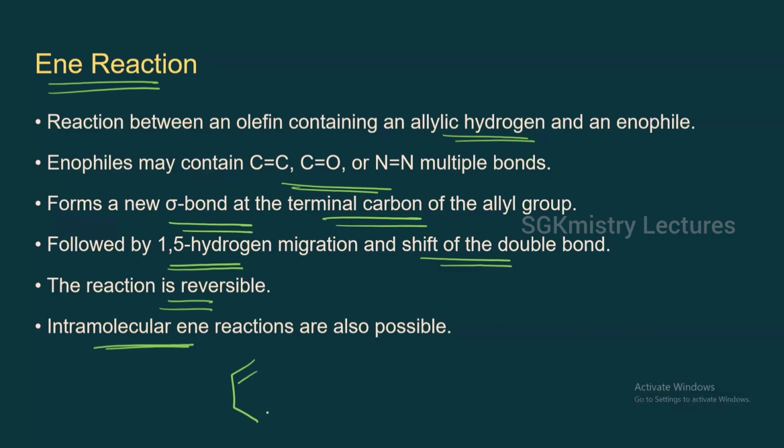So here we have a double bond, there is H, and a double bond here, that is C double bond C that we have used, that is nothing but the enophile. So we take the olefin, where the allylic hydrogen should be present, and then we take the enophile. Now, because of the Ene reaction, we are going to get this particular product. So let us look into the mechanism of this reaction.